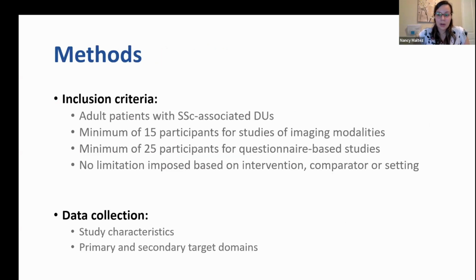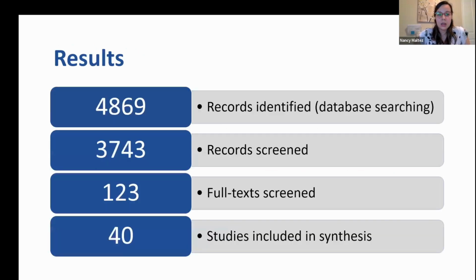The methods were very similar. A very similar broad search strategy was used in the same databases, and inclusion criteria were also similar. We collected the same data pertaining to study characteristics and primary and secondary target domains. We screened over 3,700 abstracts and titles, and then 123 full texts, and then finally 40 studies were included in the final synthesis.